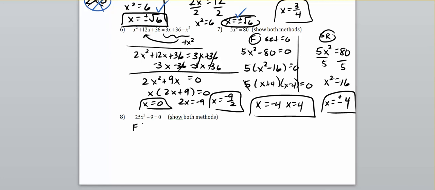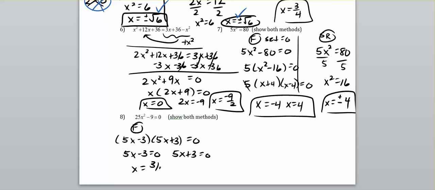So for number 8, if I start by factoring, this is a difference of perfect squares, and it's set equal to 0, so I can just jump in and say 5x minus 3, and then 5x plus 3 is equal to 0. So if I set each of these equal to 0 and solve for x, I would add 3 and divide by 5, so 3/5. I would subtract 3 and divide by 5 and get negative 3/5. So these are the two solutions to number 8.